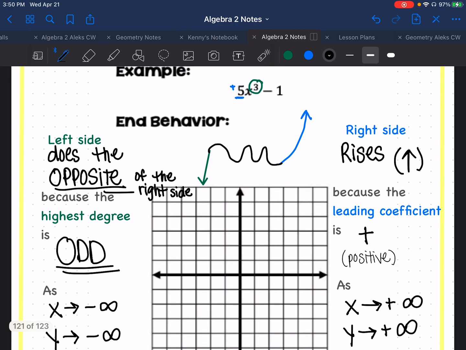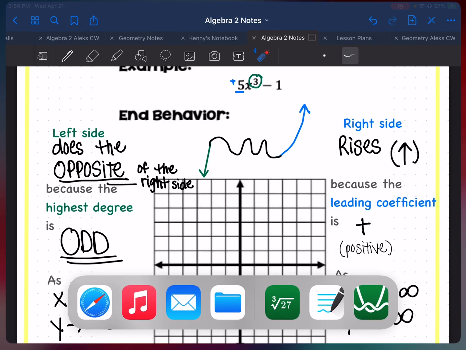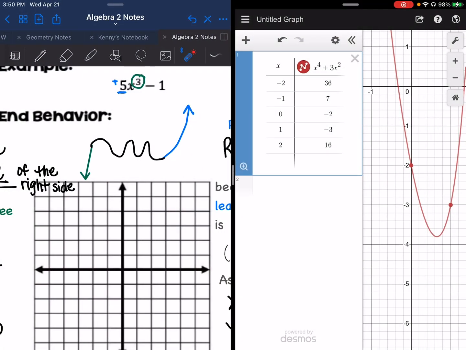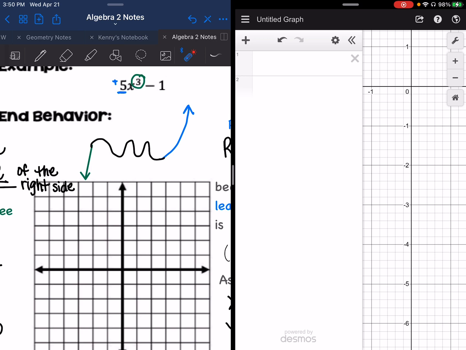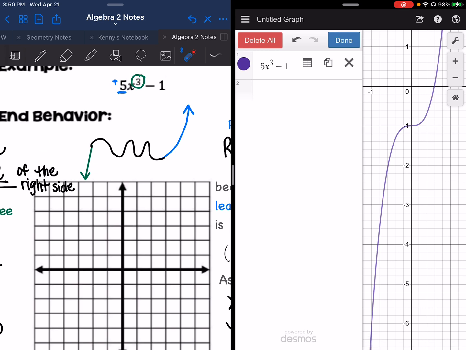All right, let me slide down so that I can see the graph. Let's go ahead and put it in Desmos just to see, did we get this part correct? That's the only reason I'm showing you Desmos, because the whole point of this lesson is for you to not use the calculator. There we go. And take a look at that. The graph is rising to the right and it's falling to the left, just like I predicted it would.